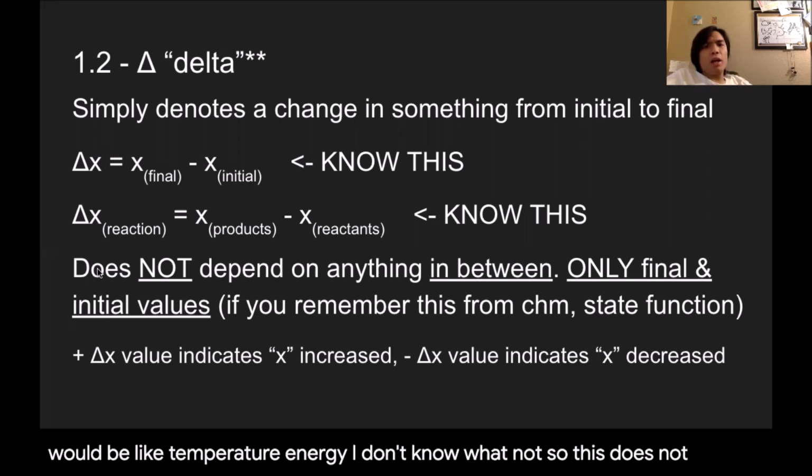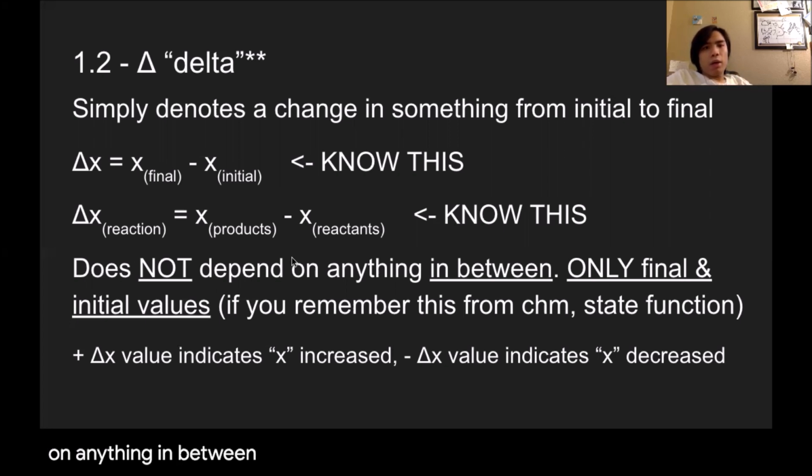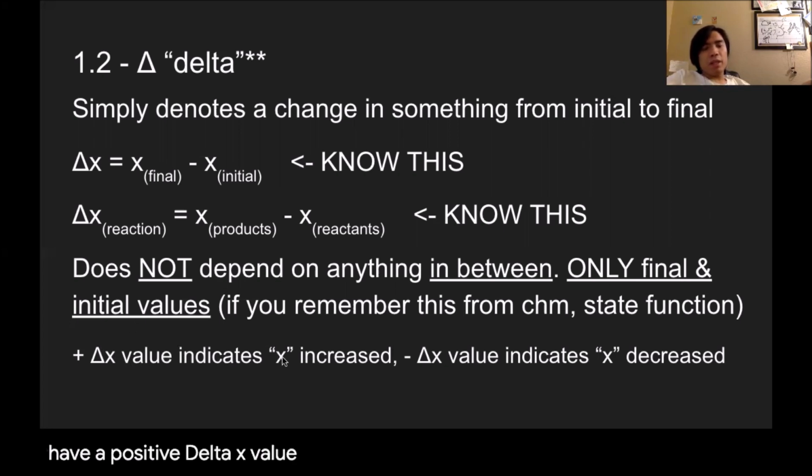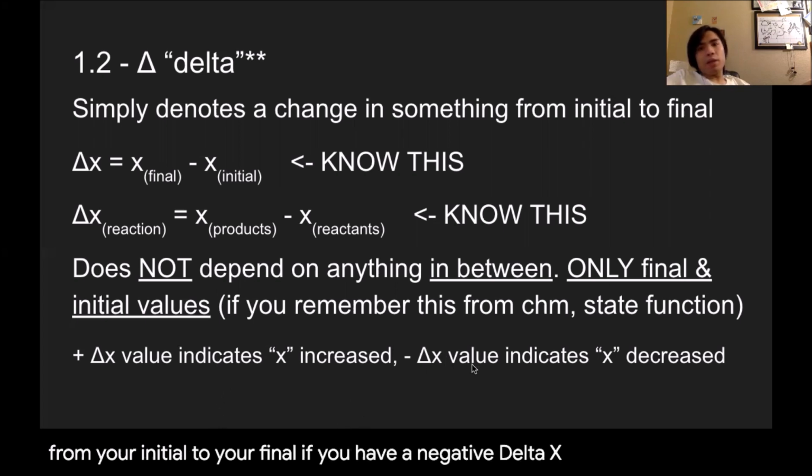This does not depend on anything in between. Only the final and initial value. So you could have something that goes crazy, like blah, blah, blah, blah. All that matters is the beginning and the end. So if you have a positive delta x value, that means that your amount of x increased going from your initial to your final. If you have a negative delta x value, that means that your value of x decreased going from your initial to your final.